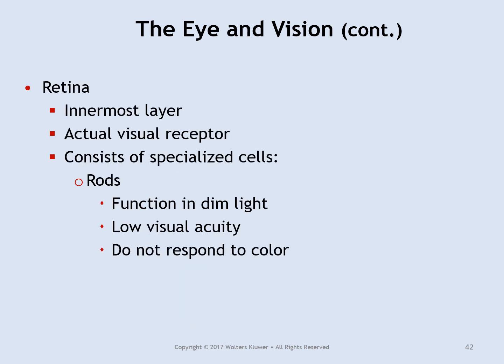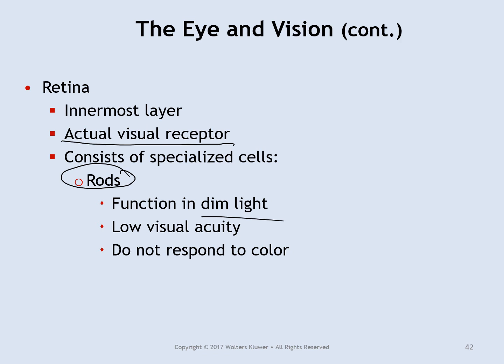The innermost layer of your eye is your retina, and this is where all the cool stuff happens. This is where your visual receptors are located. And the cells that help you see are two specialized cells called rods and cones. So rods are most active in dim light.